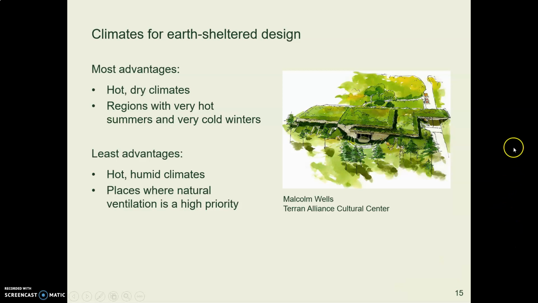Earth-sheltered design works the best in hot, dry climates and in places with big temperature swings between summer and winter. It works least well in hot, humid climates. Think about the southeastern United States, for example, or subtropical climates. And think about what you know about buildings that are suited for hot, humid climates. You want thin walls, lots of open spaces, maybe even up on stilts where the wind can blow through. So an earth-sheltered design is the opposite of that.